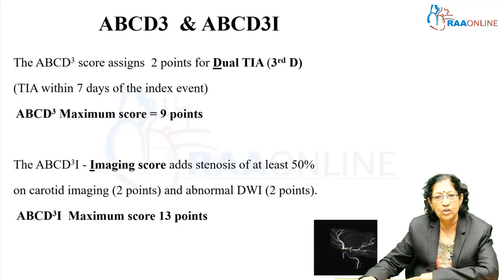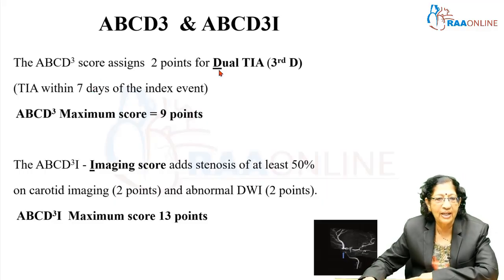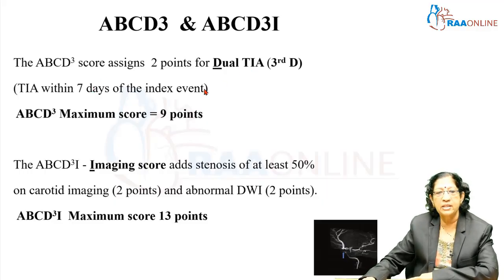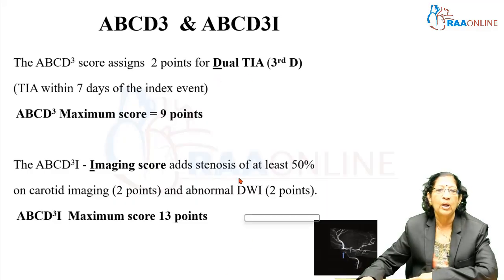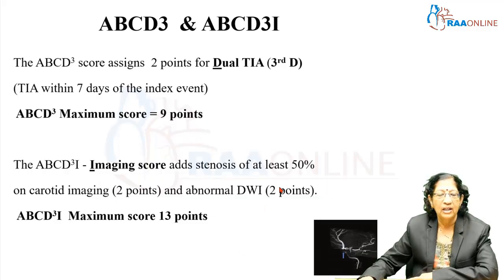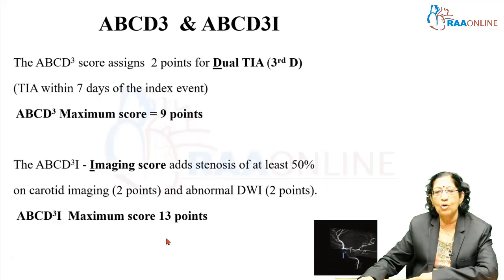Now, there are modifications of the ABCD2 score, and now you have ABCD3, where the third D is for dual TIA. This is another TIA which occurs within 7 days of the first TIA. Here the maximum points becomes 9, where the second TIA has a point of 2. And then ABCD3-I, where an imaging score is added. When you have at least 50% stenosis on carotid imaging, you get 2 points, and an abnormal diffusion weighted image gives 2 points. So, the maximum score is 13 points in this.